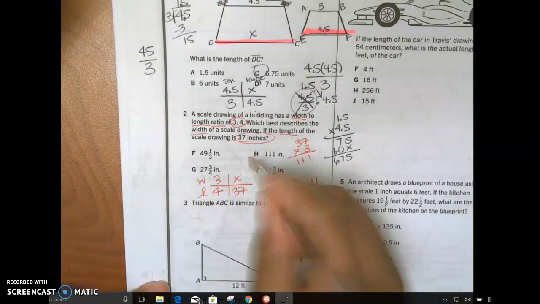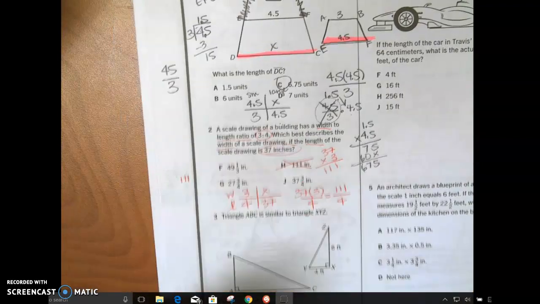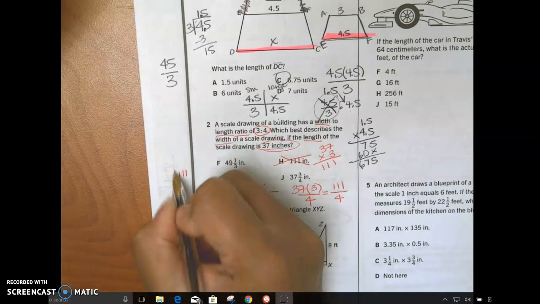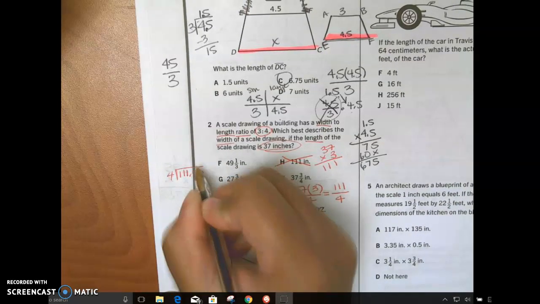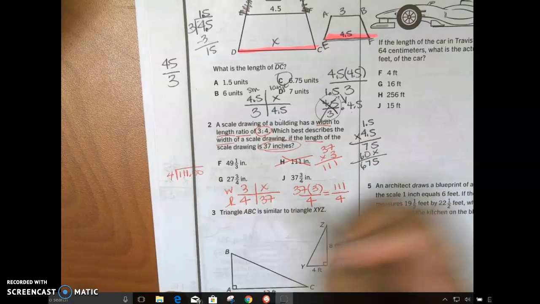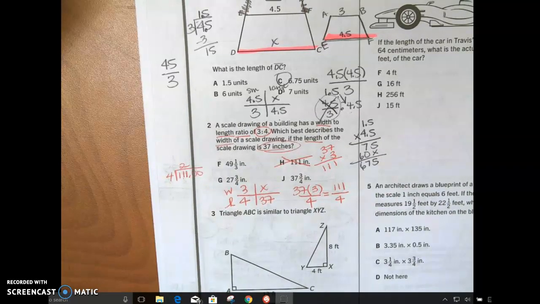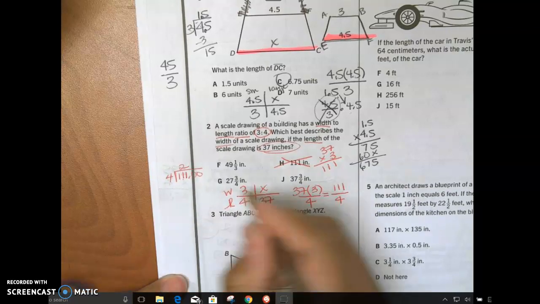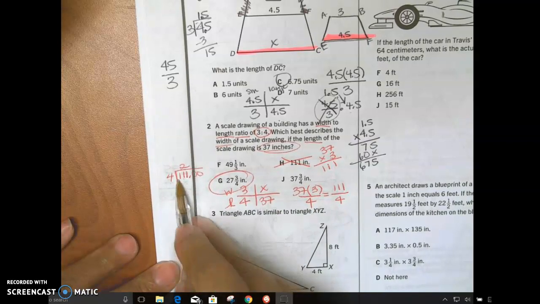Good. Don't let it fool you. That's not it. Who in, who out? 111 in, 4 out. How many times does 4 go into 11? 2. Which answer starts with the 2? Is that the only one? Don't do any more work. I'm done. You don't even have to do this long division all the way.